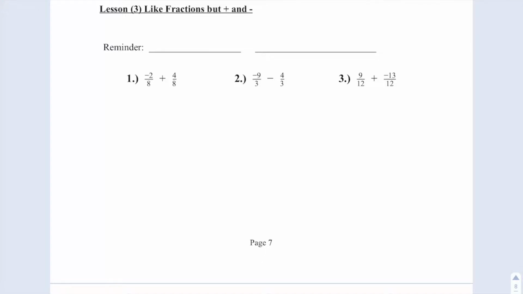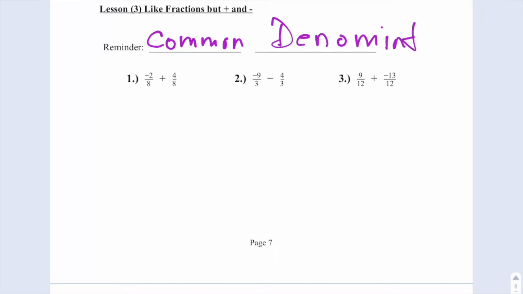So remember, whenever we're doing fractions, the very first thing that we must make sure we have is a common denominator. And remember, the denominator is the bottom of the fraction. And since these are like fractions, all of these have common denominators. So let's just start right in with our example number 1. Well, we know that our common denominator is going to be 8.